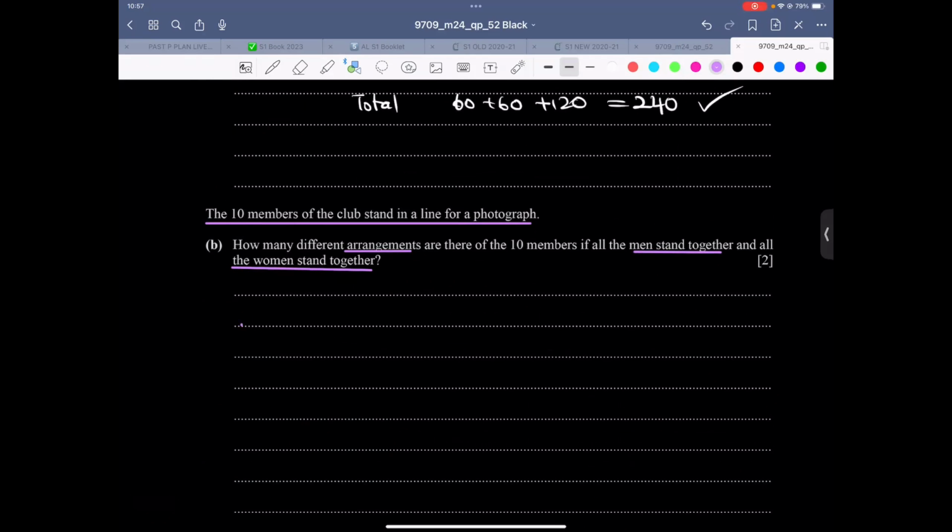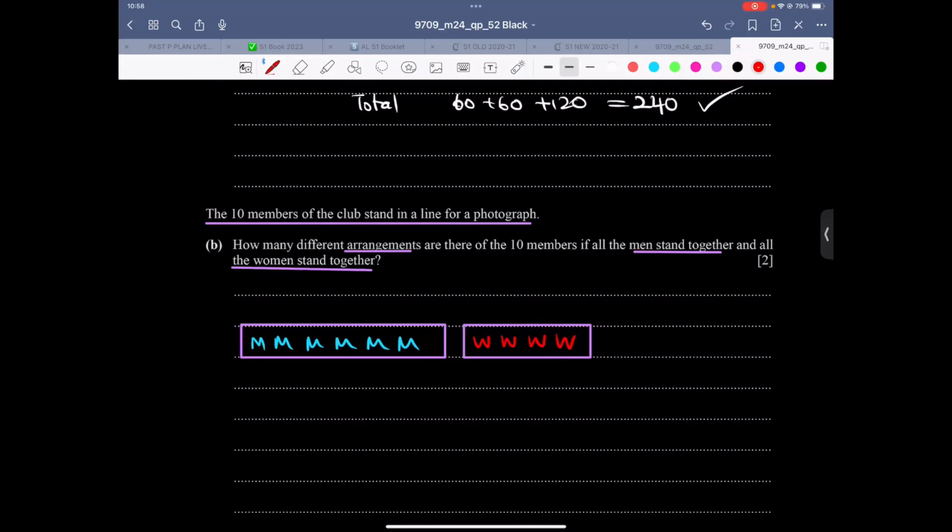Now let me make 2 boxes. This is one box. This is the other box. The first box, let me make it for men. How many men are there? 6. 1, 2, 3, 4, 5, 6. How many women are there? 4. 1, 2, 3, 4.